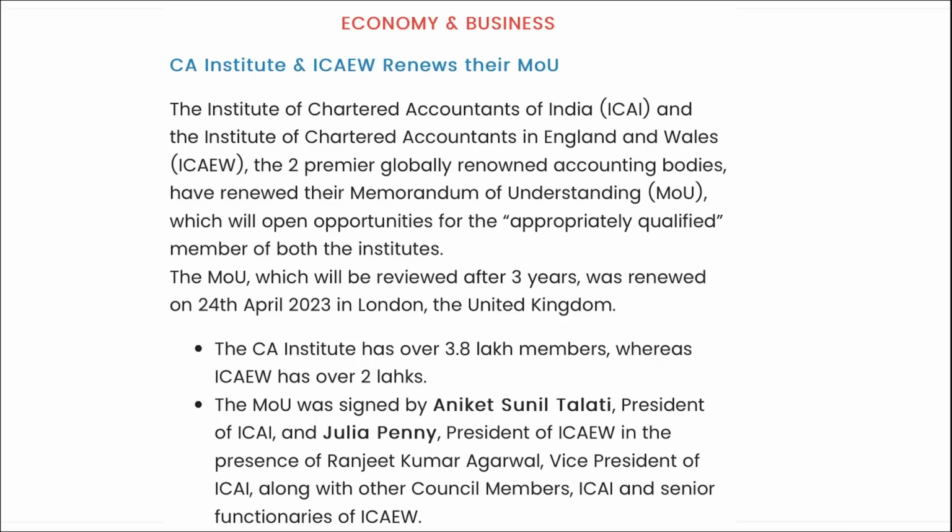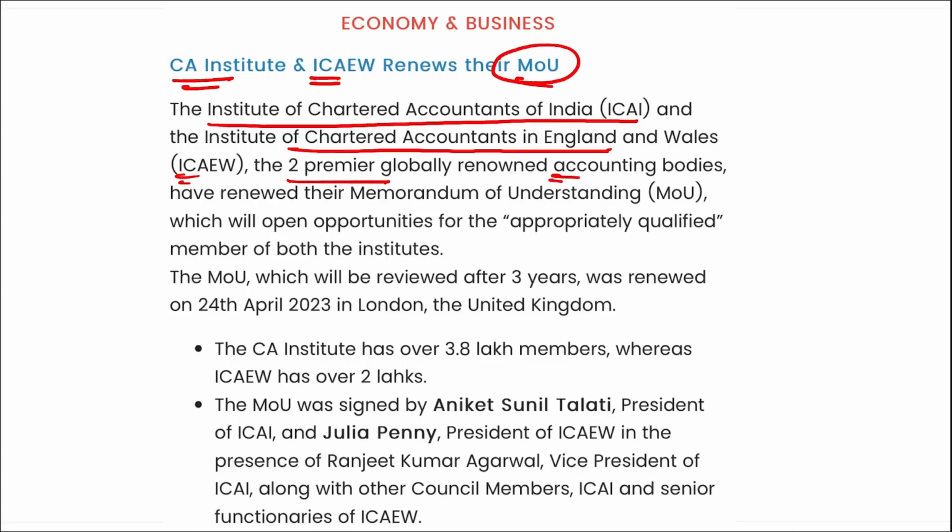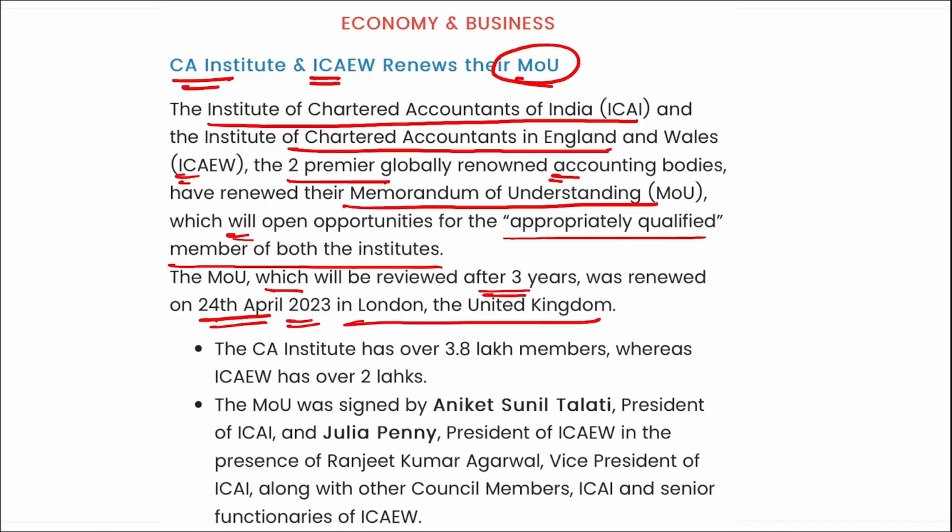Next is CA Institute and ICAEW has renewed their MOU. I repeat, the Institute of Chartered Accountants of India and the Institute of Chartered Accountants in England and Wales, the two premier globally renowned accounting bodies, have recently renewed their memorandum of understanding, which will open opportunities for the appropriately qualified members of both the institutes. The MOU, which will be reviewed after 3 years, was renewed on 24th of April 2023 in London, UK. The CA Institute has over 3.8 lakh members, whereas the ICAEW has over 2 lakh members. Correct?